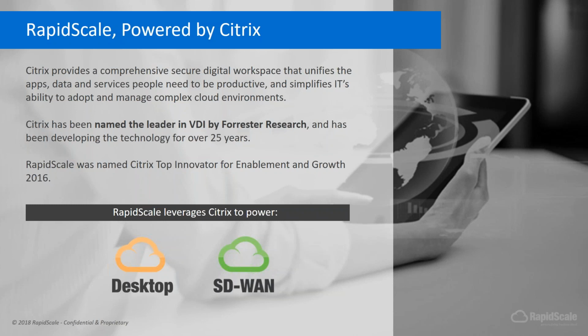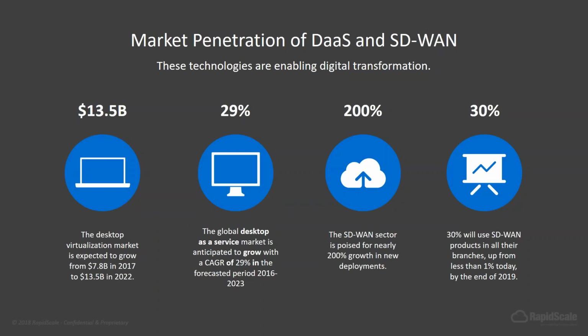We chose to go with Citrix, which I think is the middle piece there, and there's some reasoning behind that. We are a very large Citrix CSP. We deploy Citrix XenDesktop for our cloud customers, XenApp as well, and then obviously Citrix NetScaler for SD-WAN. I'll note that we were the top innovator for enablement and growth in 2016, as recognized by Citrix, which we're really proud of. And just a couple of stats here about the SD-WAN and DaaS marketplace, again, combined market growth.